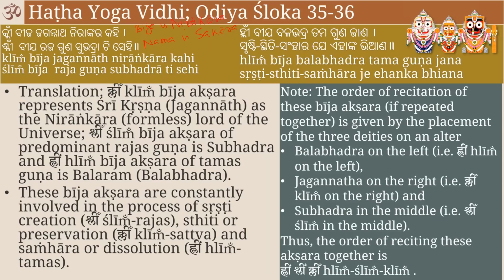So, now the next shloka, 36. Kling bija Balabhadra Tama Guna Jana. So, Kling bija is Sattva, Nirankara, Jagannatha. Shling bija is Rajaguna, Subhadra, Nirankara. Again Nirankara, without form. Hling bija, again without form, Balabhadra.